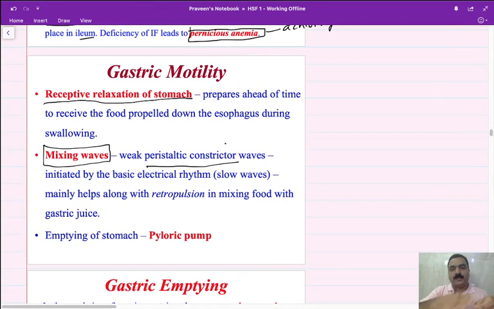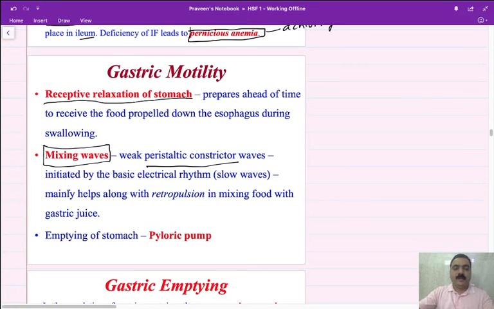So this will keep mixing until the bolus of the food is now converted into a chyme. So the chyme is what? Chyme is a semi-solid, more liquidy in nature. Because it is more liquidy in nature, it will squirt little by little into the antrum.